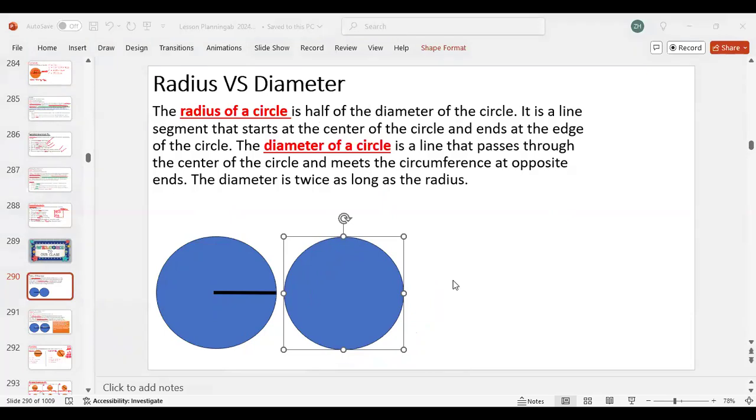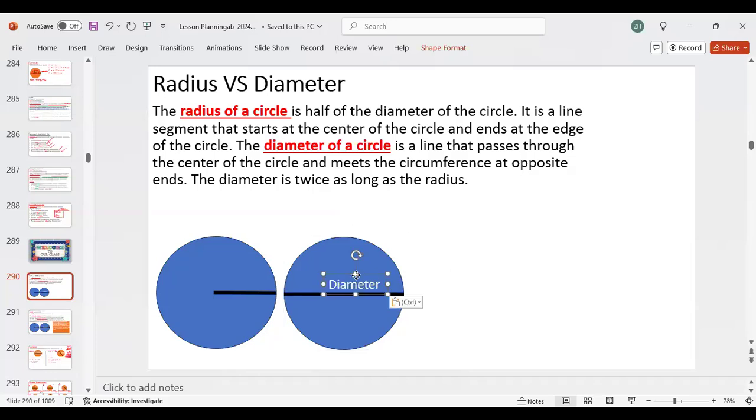Xavier Miller, are you there? Yes, sir. Okay, read the paragraph for me. The radius of a circle is half the diameter of the circle. It is a line segment that starts at the center of the circle and ends at the edge of the circle. The diameter of a circle is a line that passes through the center of the circle and meets the circumference at opposite ends. The diameter is twice as long as the radius.